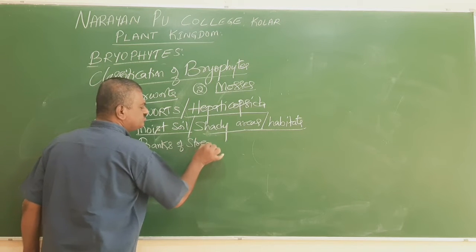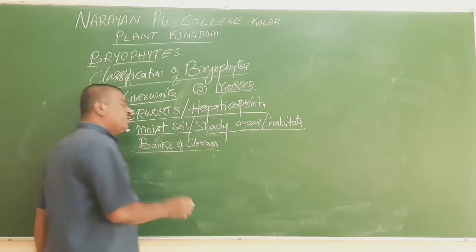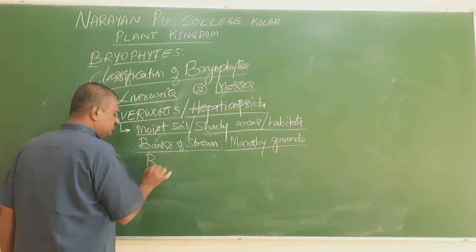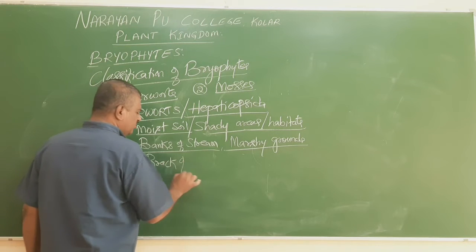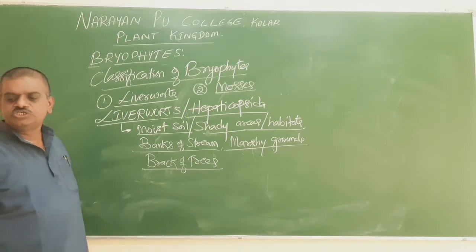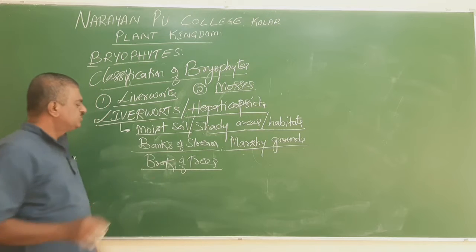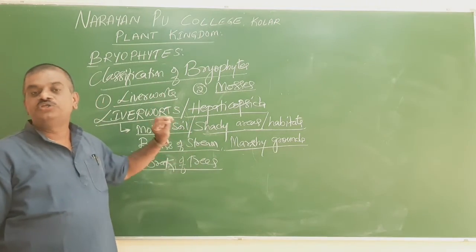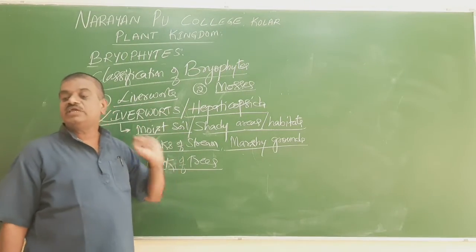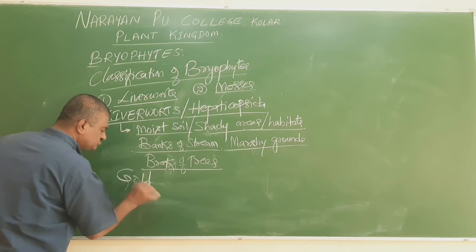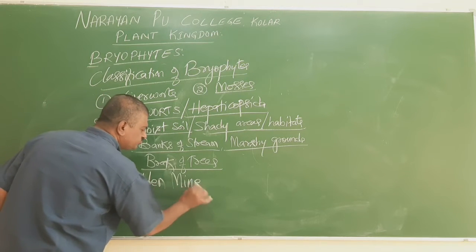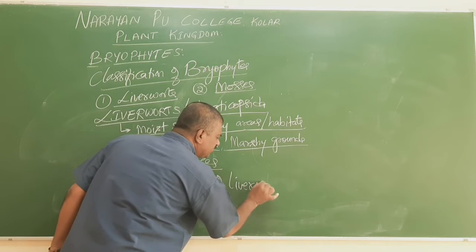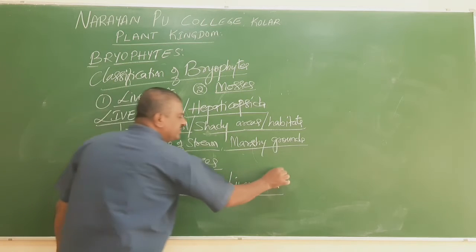They also grow on the banks of streams, marshy areas or marshy grounds, or on the bark of trees. So bark of trees or banks of streams, marshy areas, moist soil and shady habitats, in all these they grow. Liverworts are commonly called golden mines, because they grow more in the western Himalayas.